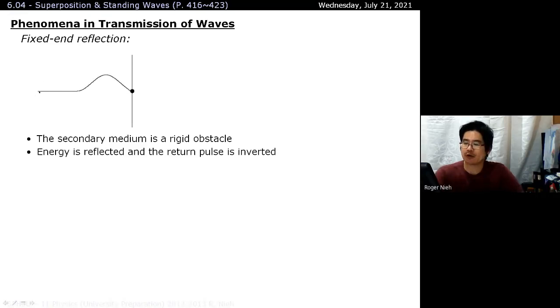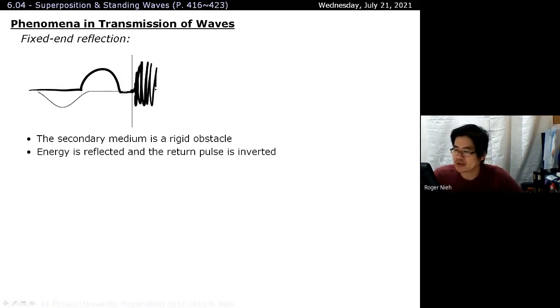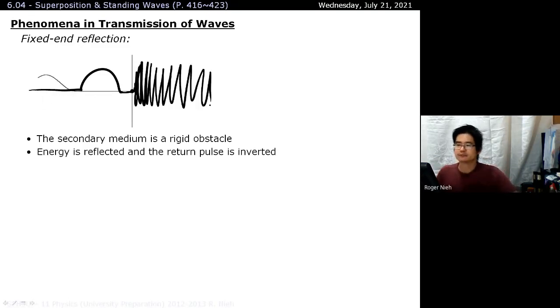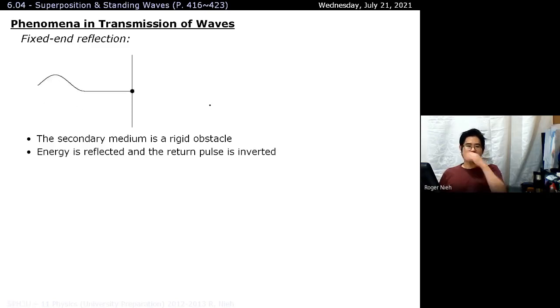This is a case where you're going from more dense to pretty much no density at all, or the hardest object. Okay, so infinite density. You can think about it as an infinitely dense object. So when you reach an infinitely dense object like a brick wall, the wave will always flip upside down.